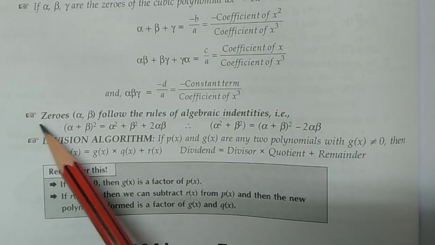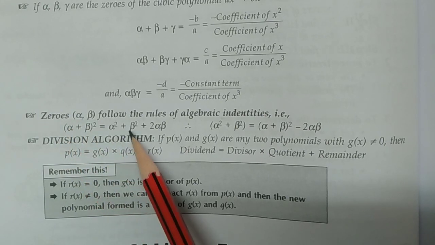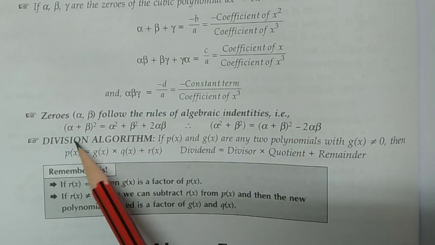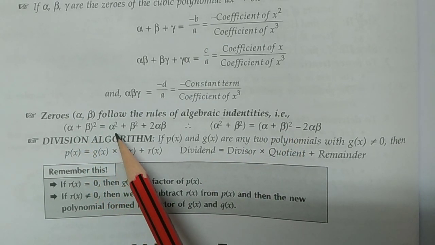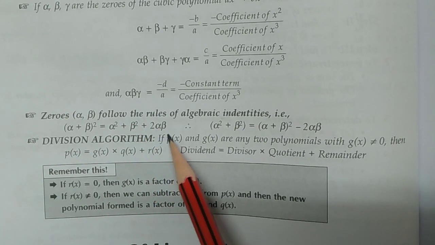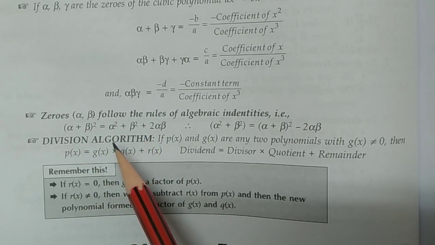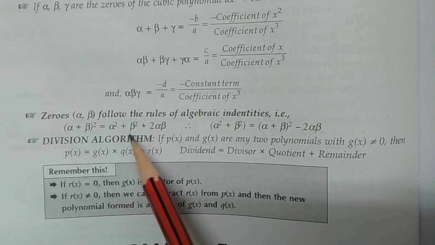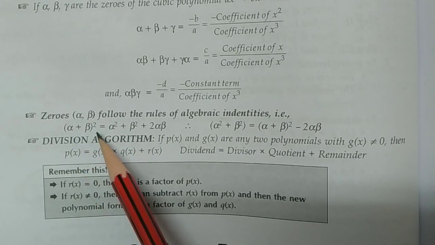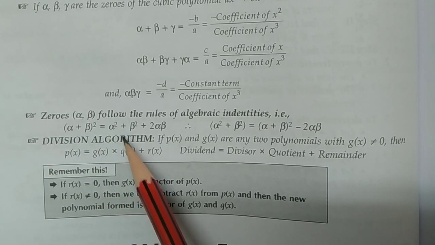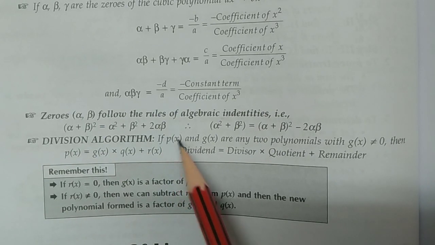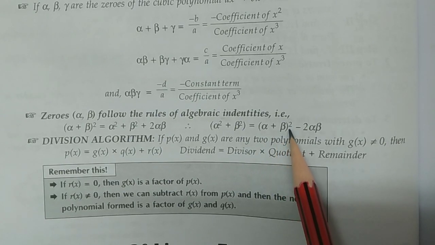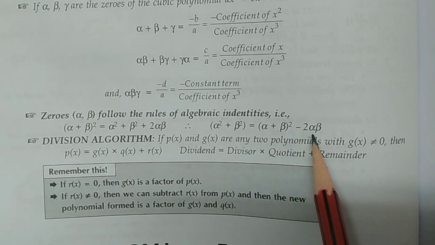So the zeros alpha and beta follow the rules of algebraic identities. For example, alpha plus beta whole square equal to alpha square plus beta square plus 2 alpha beta, like a plus b whole square, which generally comes in the exam. So a plus b whole square, it's a simple way, equal to a square plus b square plus 2ab. So alpha square plus beta square equal to alpha plus beta whole square minus 2 alpha beta.